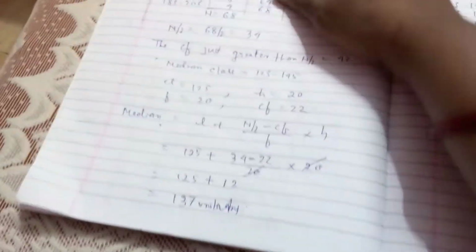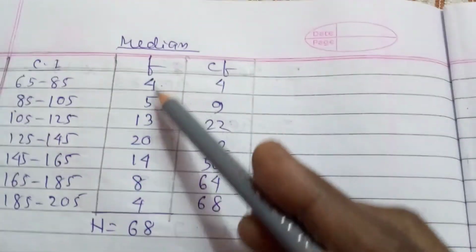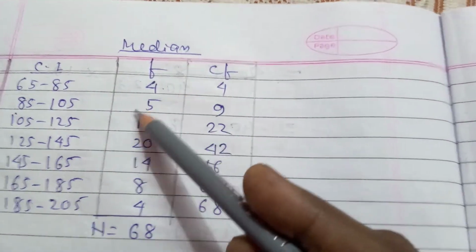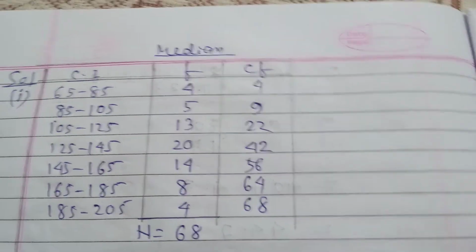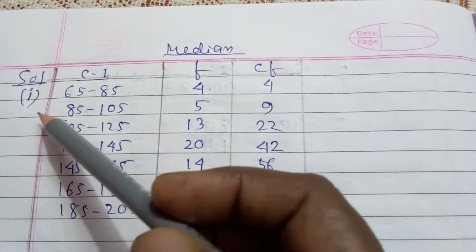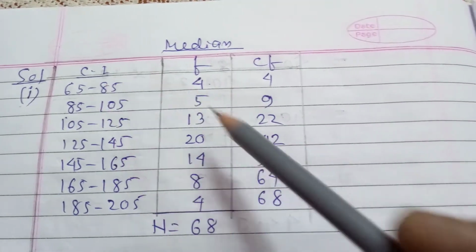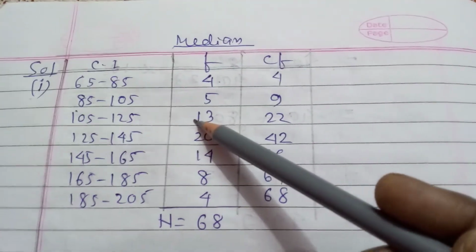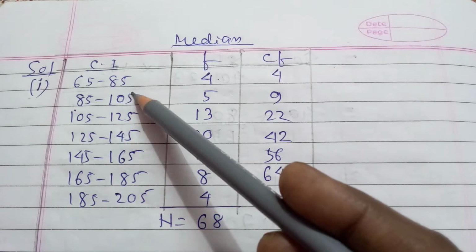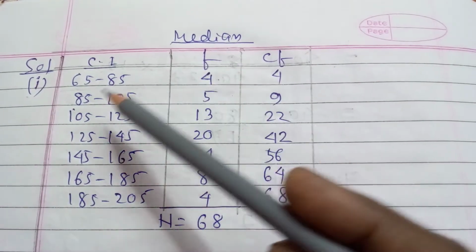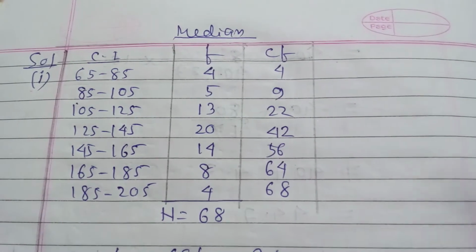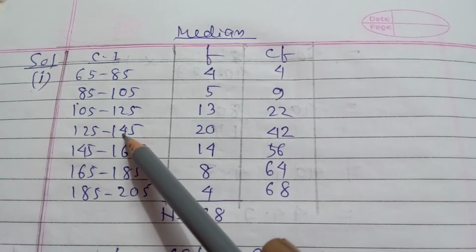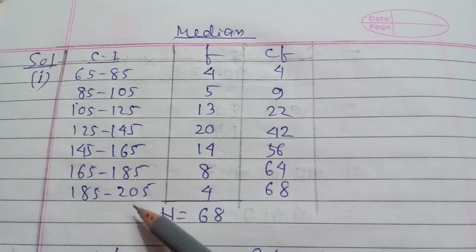Now, at first I have to take out the median. Okay, mean, median and mode, all three have to be taken out. Now for the median, this is the class interval and this is the frequency. These are given. 65 to 85 whose frequency is 4, 85 to 105 frequency is 5, 105 to 125 frequency 13, and in this way.